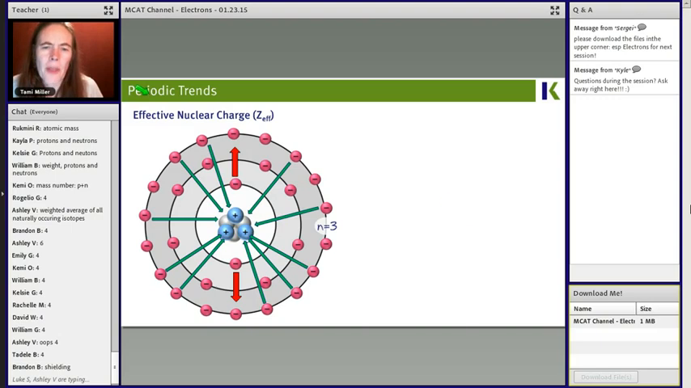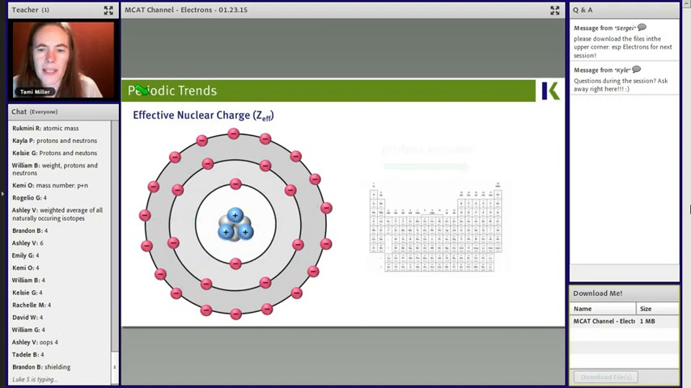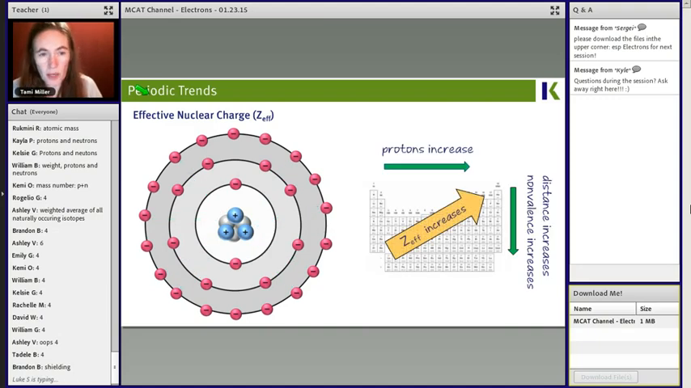Now, when we look at this, this really does have to do with the periodic table. As protons increase from left to right and bottom to top, our effective nuclear charge increases. So here's how I want to look at this. We're going to use sodium and fluorine as examples.